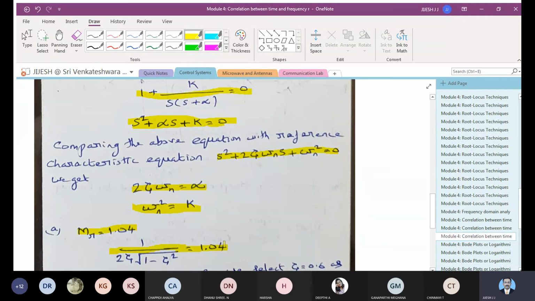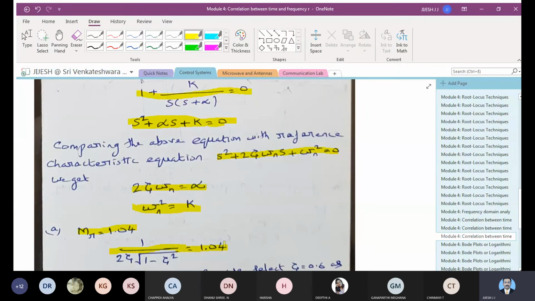So we have taken 1 plus g of s h of s is equal to 0. We got s square plus alpha s plus k is equal to 0. We did the comparison with the characteristic equation, which we have studied before, that is s square plus 2 zeta omega n s plus omega n square. By comparing these two equations, we get 2 zeta omega n is equal to alpha and omega n square is equal to k.